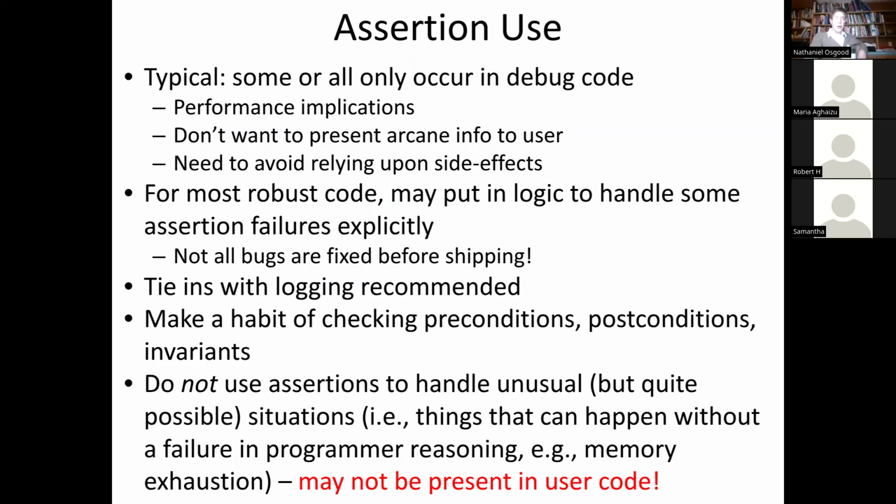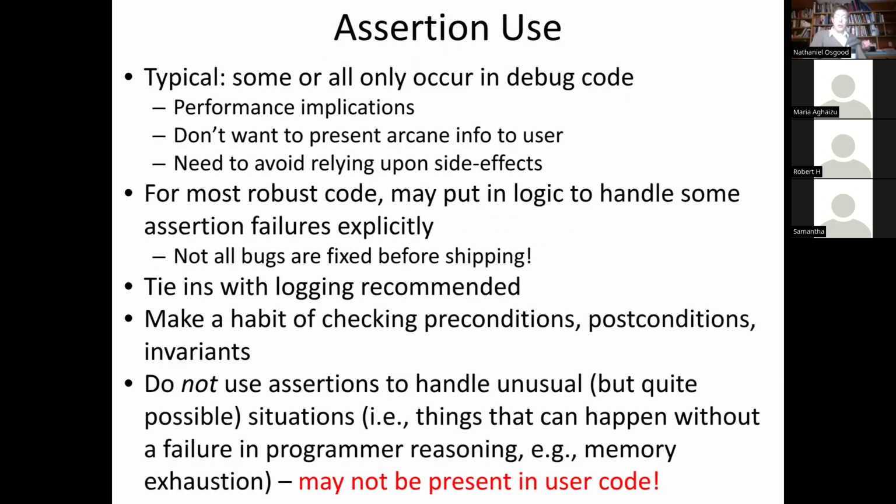And perhaps most importantly here, make sure you're using assertions for logical problems with the program. You don't use them to handle things that are inconvenient, but not under programmer control, not under developer control. An example is memory exhaustion, or disk full, or network disconnection, or corrupted file. These are generally factors which are under control by environmental factors, not purely the dictates of the developer team.